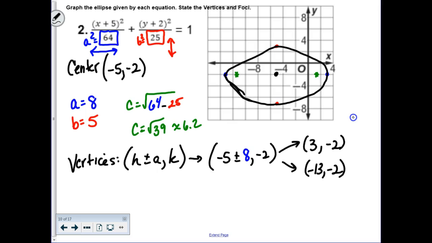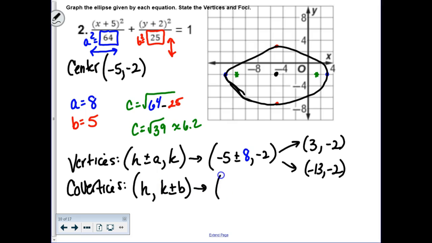Now your co-vertices are the red points that I plotted, which if you can see where they are, you can technically just give me that, but let's go ahead and calculate them. Co-vertices on a horizontal ellipse are found by taking h comma k plus and minus b. So -5 comma -2 plus and minus 5.